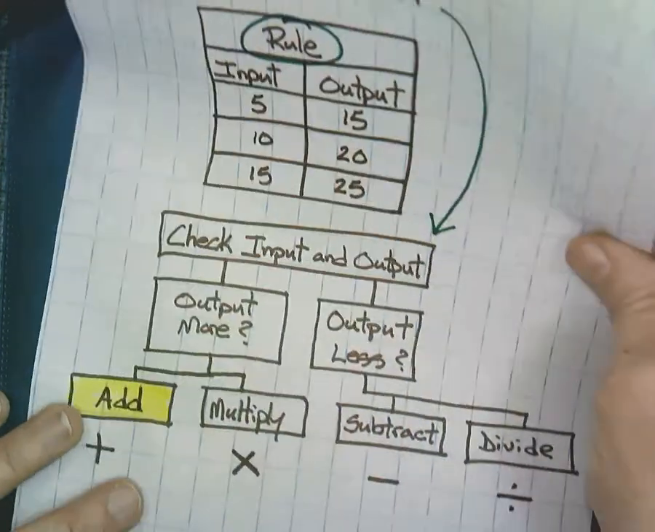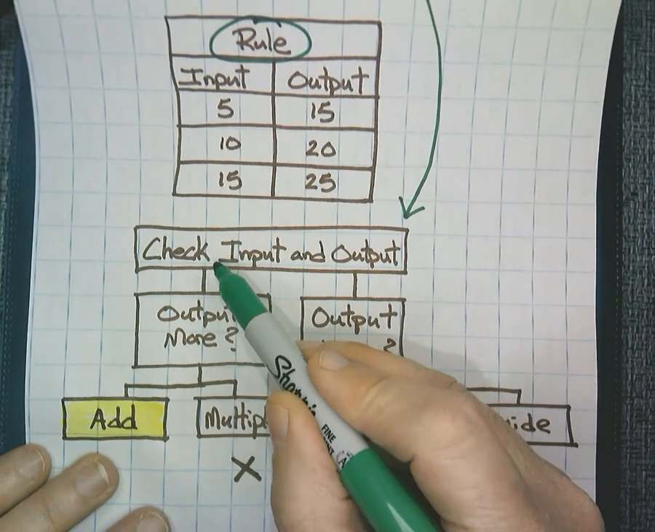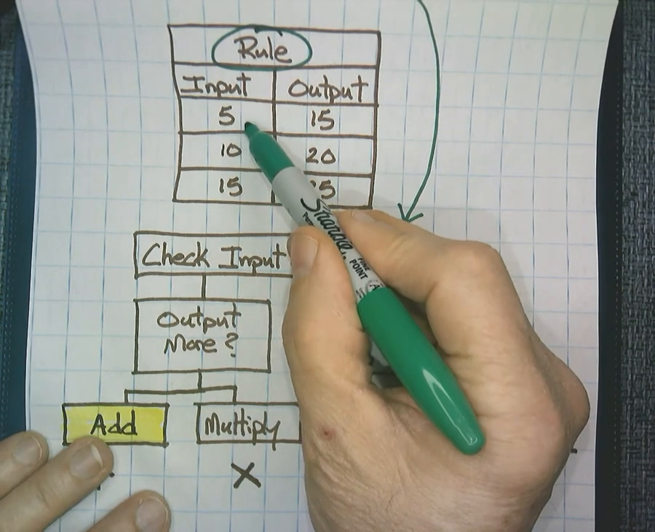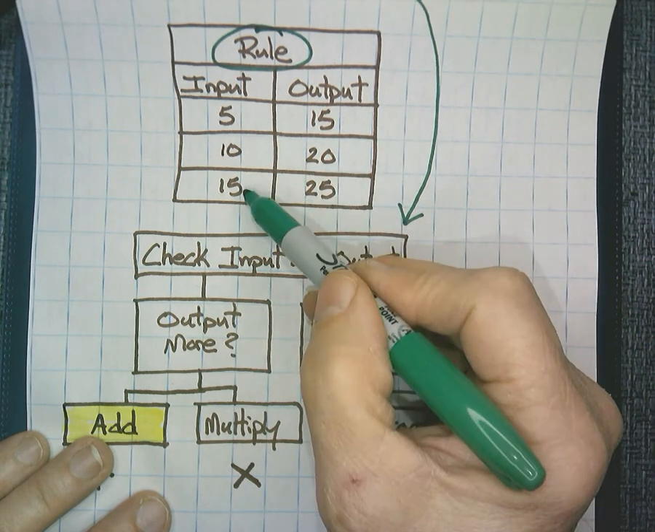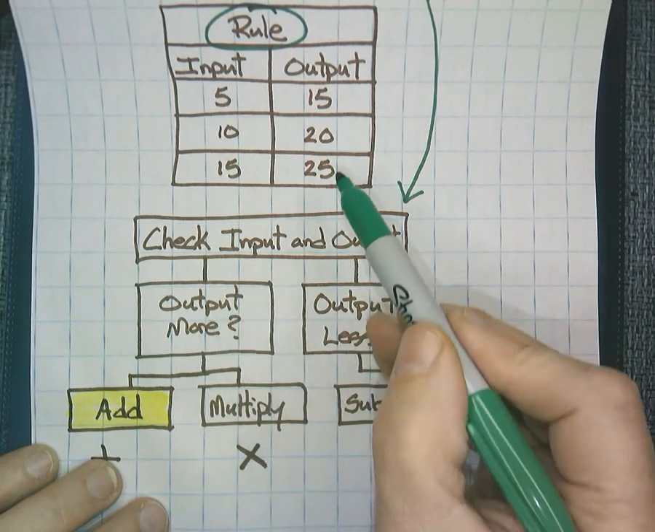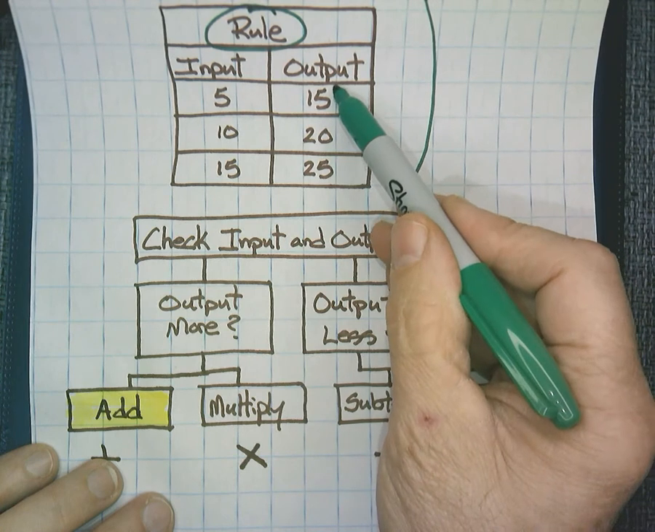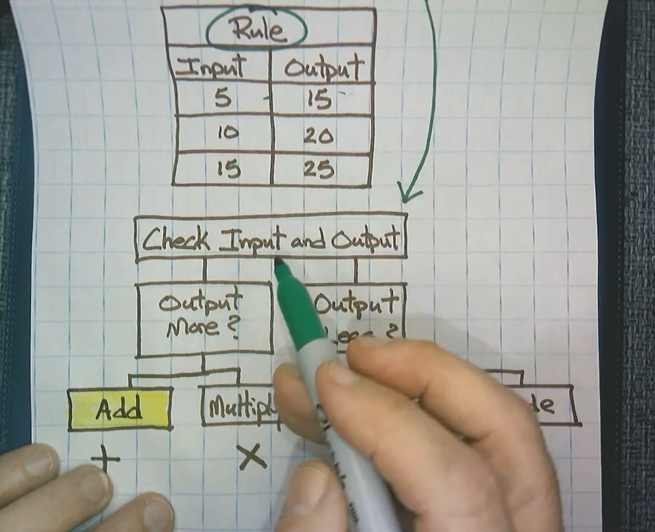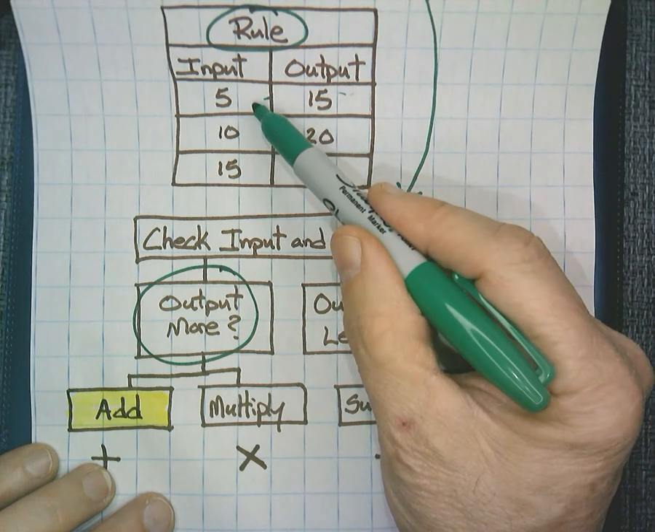And to do that, I need some information. So the first thing I do on my input-output flowchart, which is this down here, is check my input and output. Here's my input, 5. My output is 15. So I notice that it got greater. I check all of these, it got greater. So when I check the input and output, either the output is going to be more, or the output is going to be less, meaning more or less than the input. Well, in this case, our output is more, and we said that 15 is greater than 5.